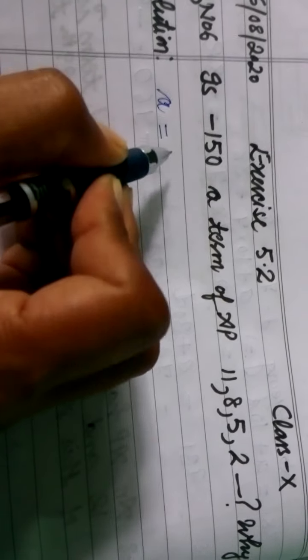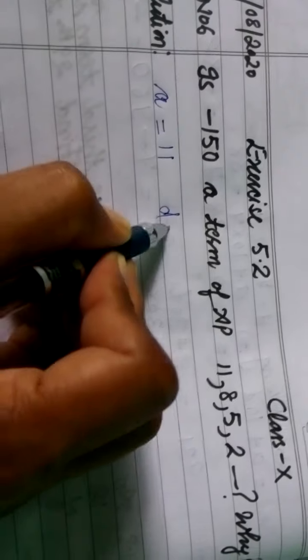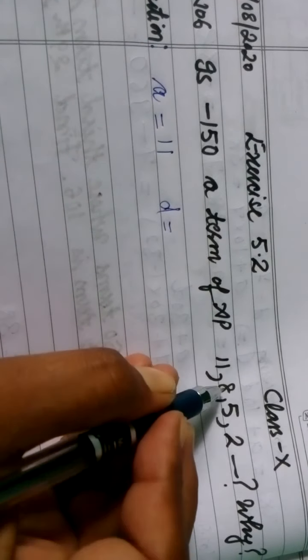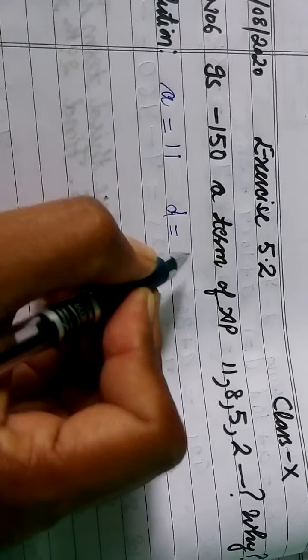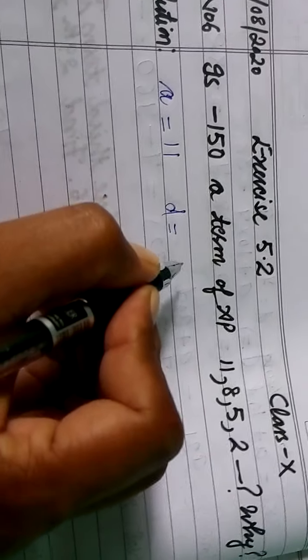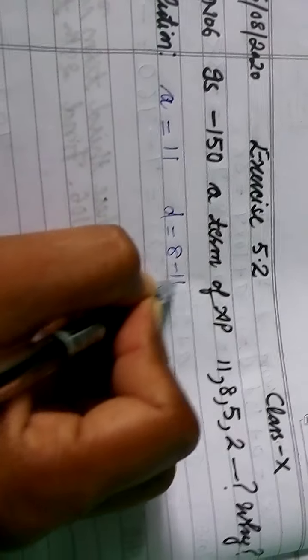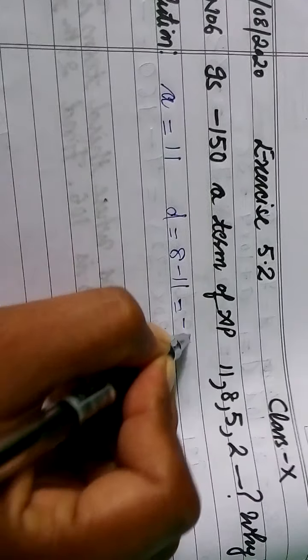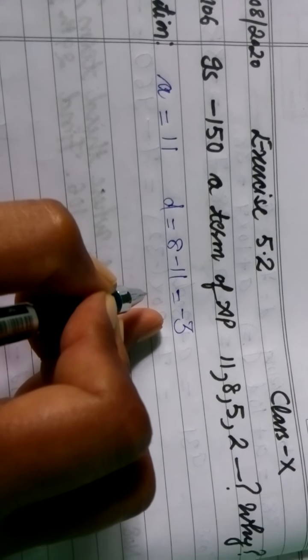Here A means the first term of this AP, that is already given, that is 11, and D is the common difference. Find the common difference by subtracting the previous term from the next term. You can take any two terms from here, so I'm taking first and second. So 8 minus 11 will be minus 3. So I got the common difference, D is equal to minus 3, right?